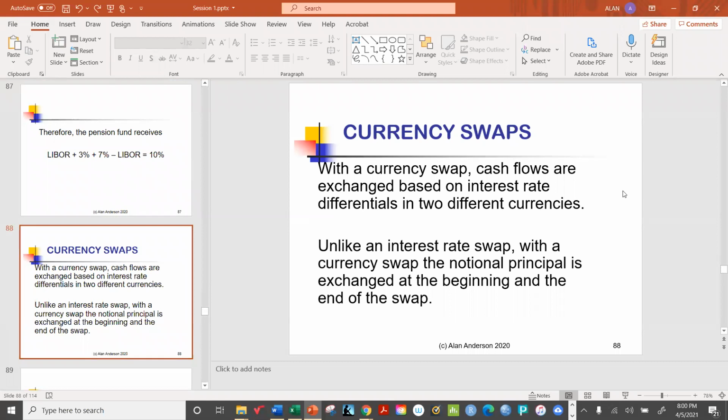Okay, now what about a currency swap? This is a little bit different because it's not all denominated in dollars, obviously, as the name suggests. So with the currency swap, what we're effectively doing is we're trading cash flows based on two different fixed rates of interest, where those interest rates are tied to a different currency. All right, now here, unlike with the interest rate swap, the notional principal is traded back and forth between the two counterparties.